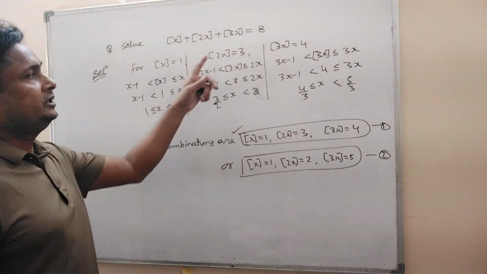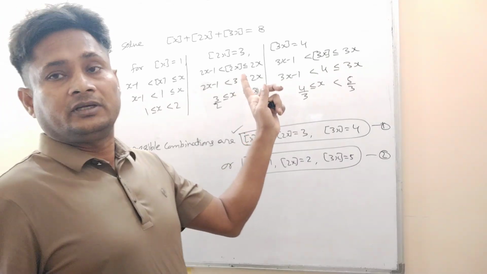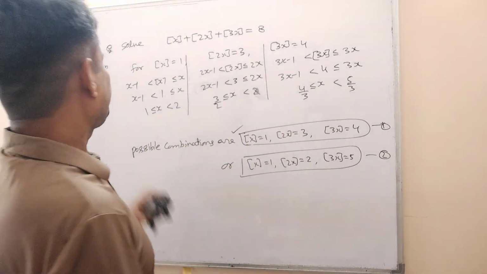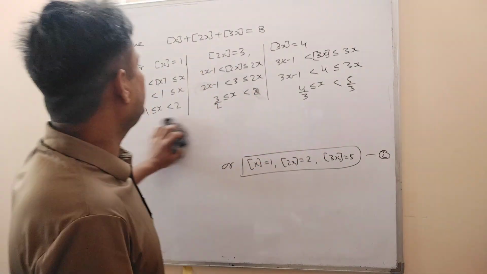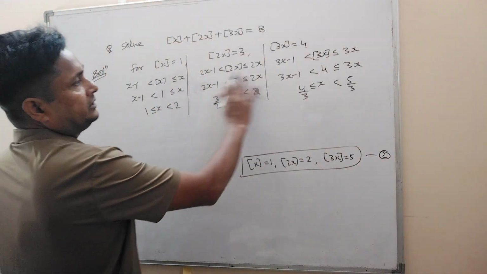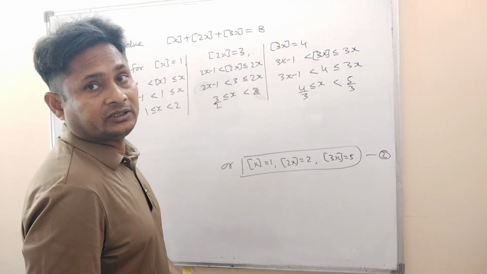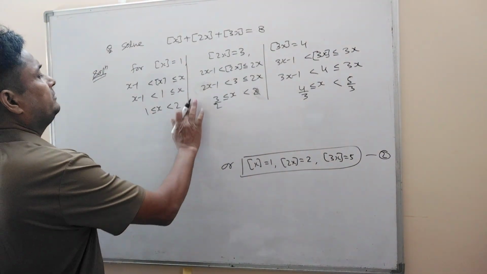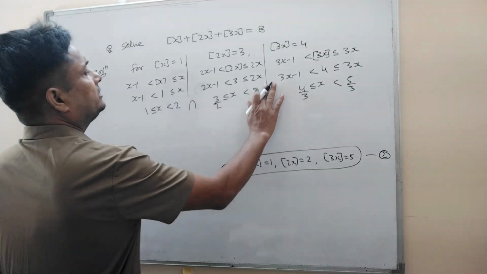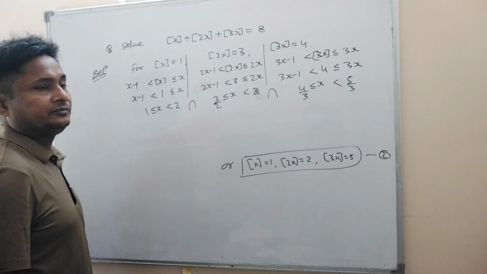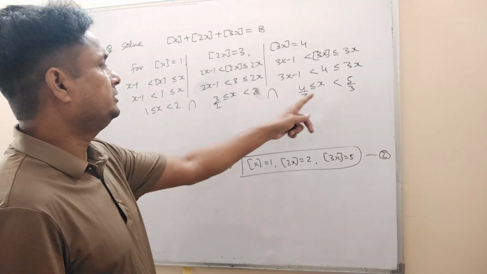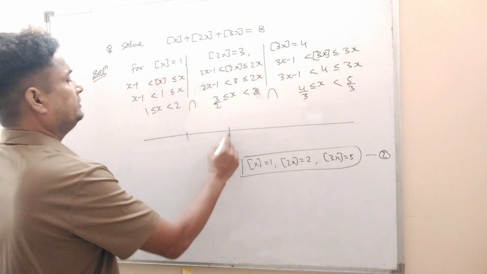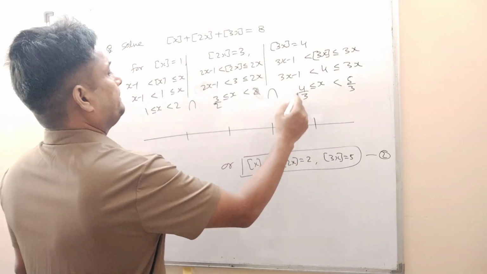So these are the possible intervals in which they will give you the respective values. Now we have to find out the intersection. Take the intersection of all these. So this will be what?